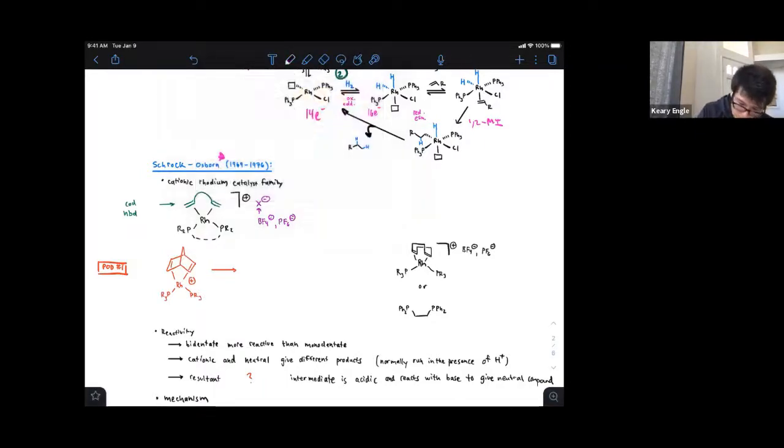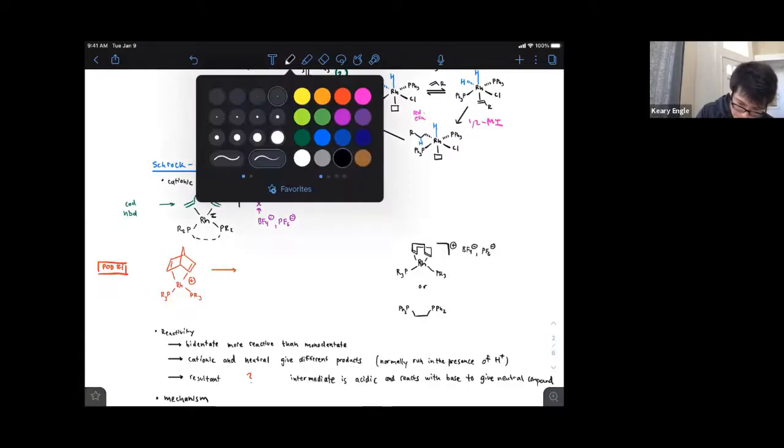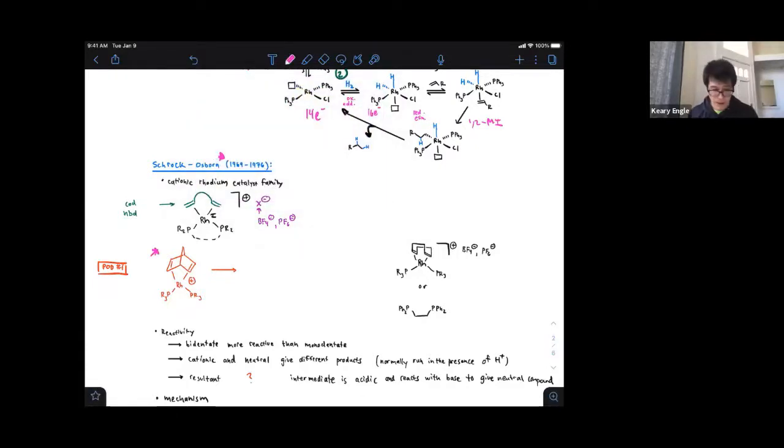The key feature is that it's a cationic rhodium 1, and it's a family of catalysts that are all structurally related. There's typically a non-conjugated diene serving as one ligand, which can be either COD or norbornadiene. Norbornadiene I have drawn out here, and this example will cover the problem of the day. And then 2 monodentate phosphine ligands or 1 bidentate phosphine ligand. I have drawn DPPE here, for example.